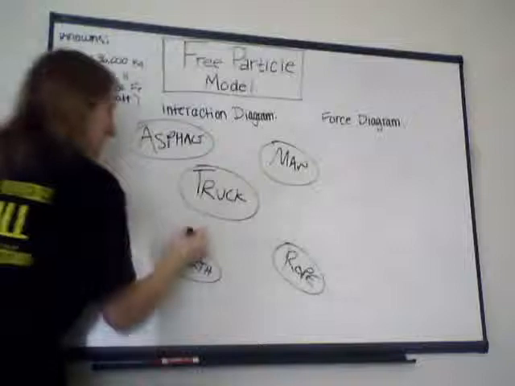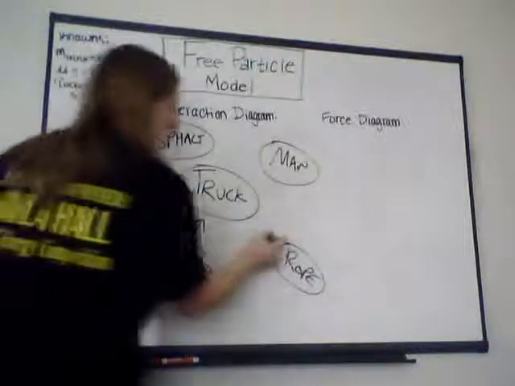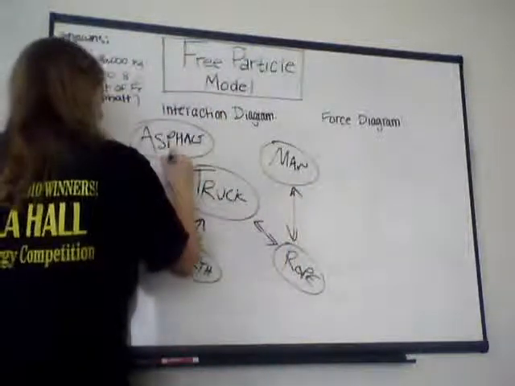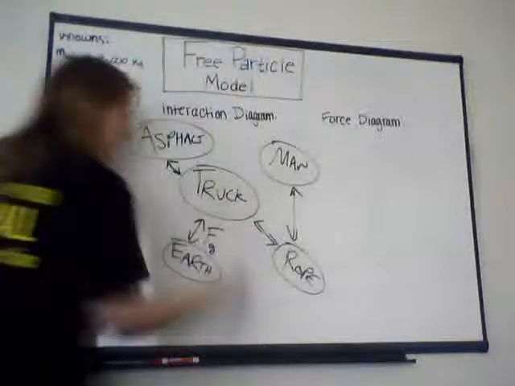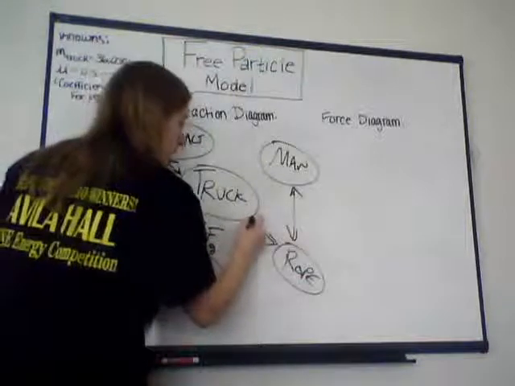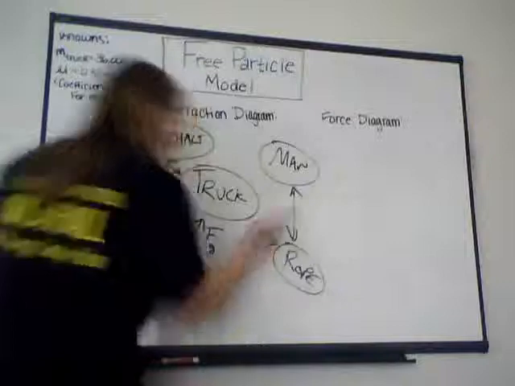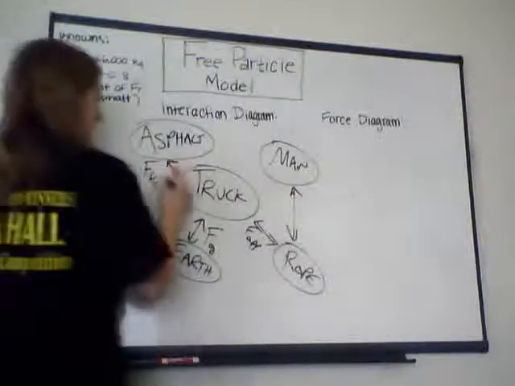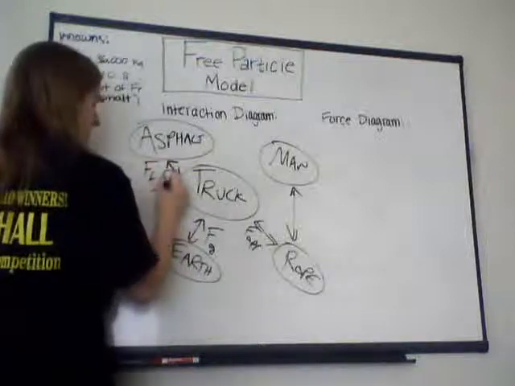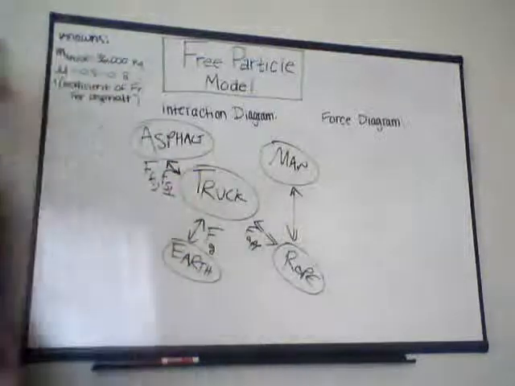We have the earth acting on the truck. We have the rope acting on the truck, the man acting on the rope, and the asphalt working on the truck. We have the earth creating the force of gravity, the rope creating the force applied along with the man. The force of friction is from the asphalt, as is the force of perpendicular surface force.